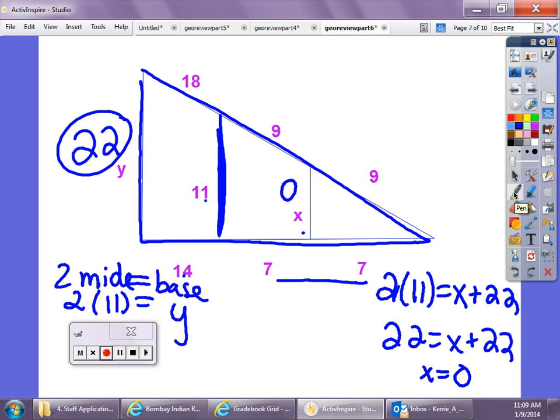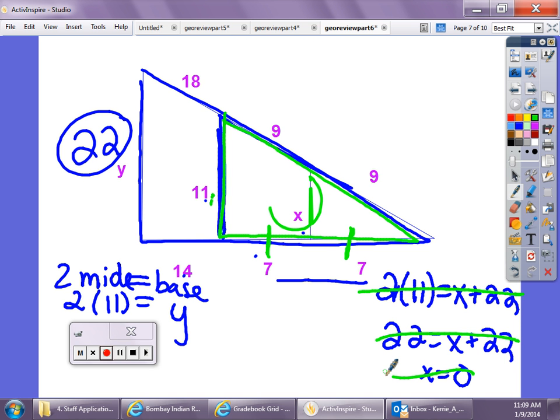And then I tried to make this the middle of this trapezoid, but that's not fair because these aren't both equal, so that's not the mid-segment. So when I look at this triangle, 7 equals 7. So x is half of this base, so what's x going to be? Sorry, ignore this. 5.5. Okay, good lesson here.